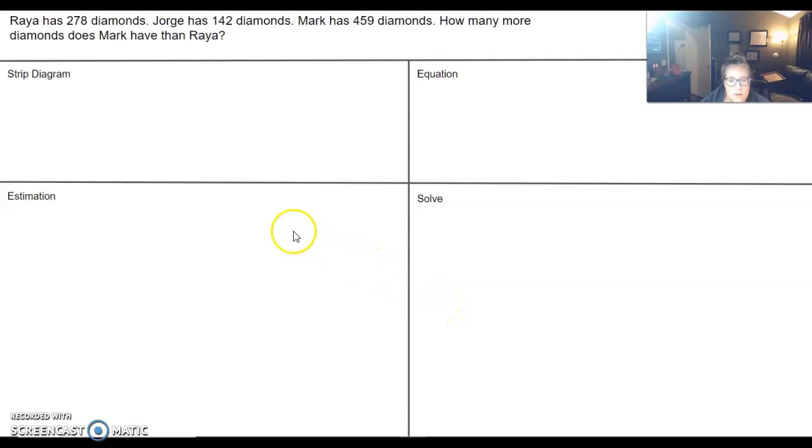So here's what the first one says. Raya has 278 diamonds. Jorge has 142 diamonds. Mark has 459 diamonds. How many more diamonds does Mark have than Raya? So we read it the first time, so let's go ahead and read it the second time.